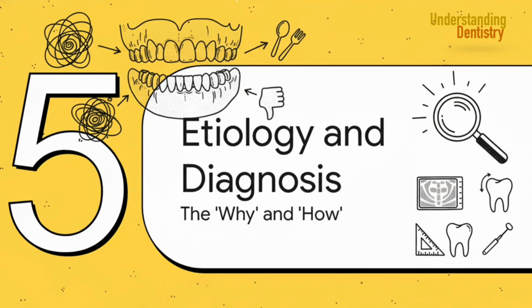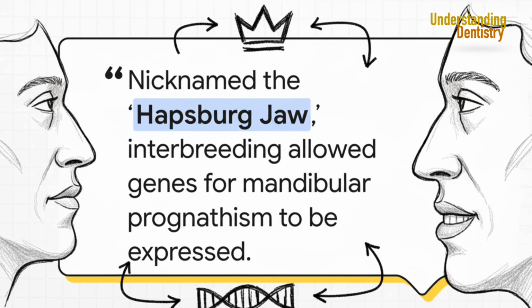Okay, so we've defined the classifications. Now let's dig into the why and the how. What's the etiology behind these conditions, and what are the diagnostic tools we use to identify them? You know, the genetic component of malocclusion is just fascinating, and there's no better example than the Habsburg dynasty. Their characteristic Habsburg jaw is probably the most famous historical example of hereditary mandibular prognathism. It's a powerful reminder of the strong genetic predispositions we see every day in our patients.